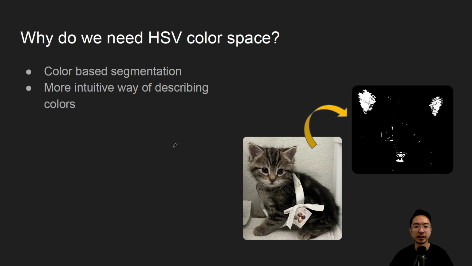So why do we need HSV color space? A common application is segmentation using color. By the end of this video, you'll see how we can do segmentation of this picture. We're trying to get the fleshy part of the cat, which is the pinkish color, which will give us the ears and the nose area. In general, HSV just gives you a more intuitive way of understanding and describing colors as opposed to RGB. With RGB, you have three values, and they don't really give you a good idea of what the numbers mean. So HSV is a more natural way of doing that.